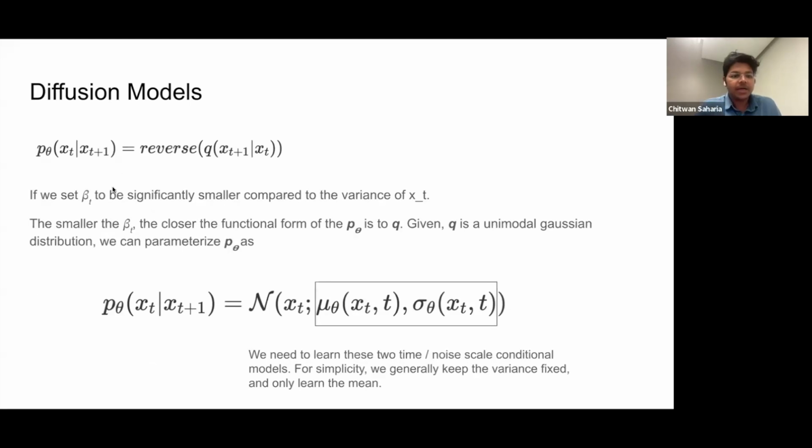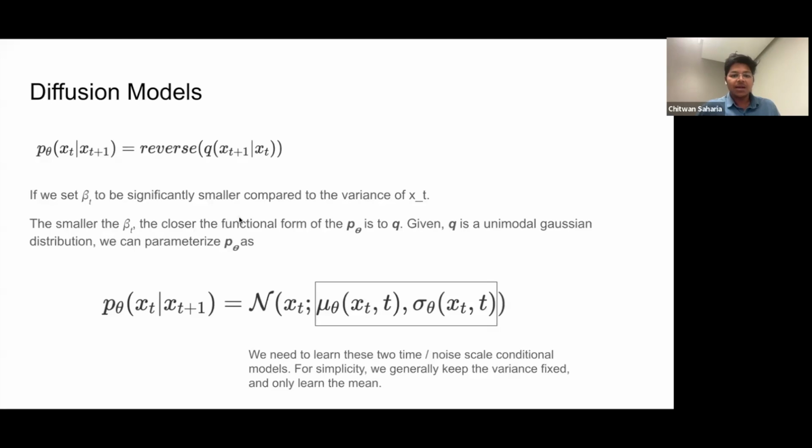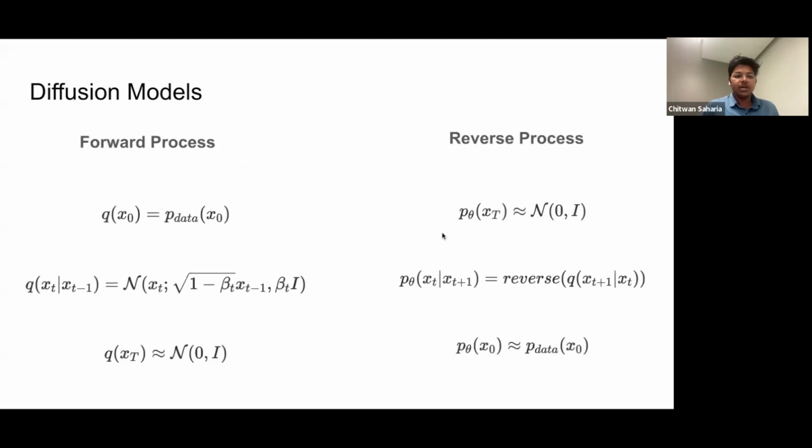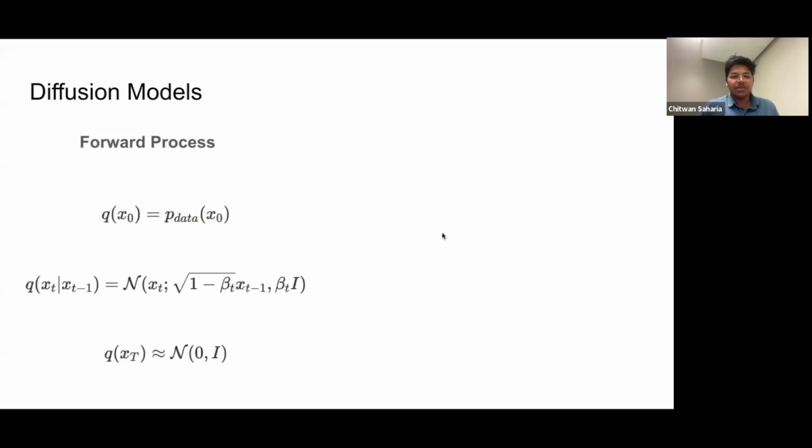Okay, so if we set beta t to be significantly smaller compared to the variance of xt, which is something that we do for diffusion models, the functional form of this reverse distribution is the same as the forward process. The forward process we defined was a standard normal Gaussian distribution, this particular distribution in the middle that I'm talking about. And if the beta t's are sufficiently small, we can approximate this reverse distribution to be of the same functional form, that is a unimodal Gaussian distribution. The intuition here is that if you imagine beta t to be 0, then this holds, right? Because it's basically an identity function, so it's the same distribution.